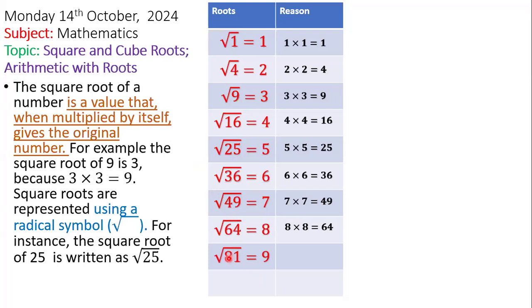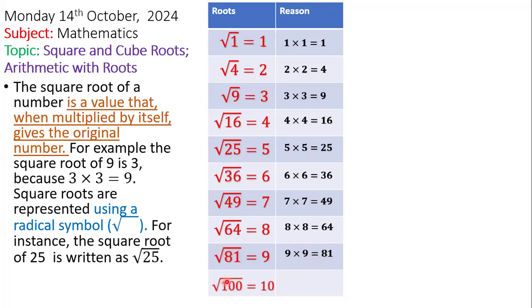What's the square root of 81? 9. Why? Because 9 times 9 is 81.